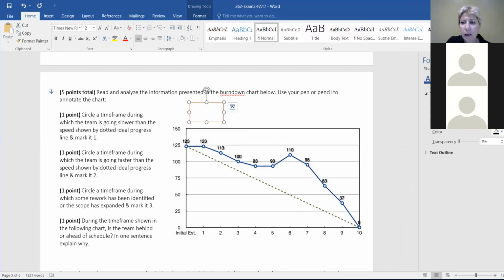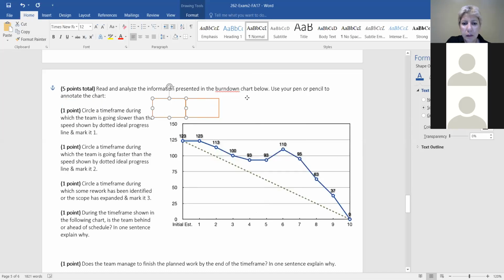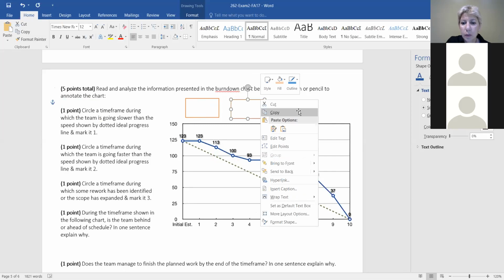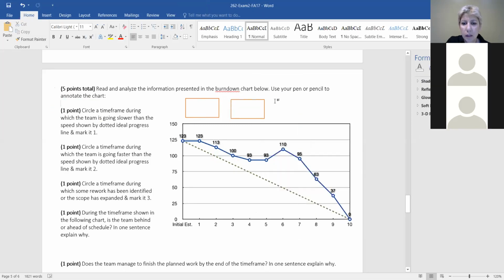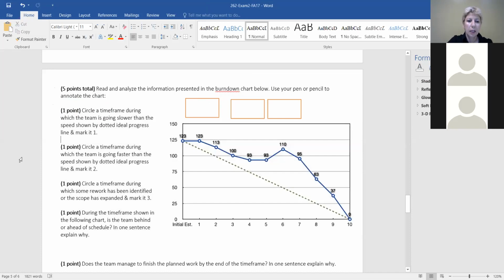Okay, and I'm gonna ask, how many? 4 of these. Instead of circle, you're gonna put a box around them. So go ahead. Let's go to the next one on my list. Chris has already taught Sassy. Circle or put a rectangle around the time that the team is going slower than the speed shown by the dotted ideal progress line and mark it 1. Can you do that, Sassy?